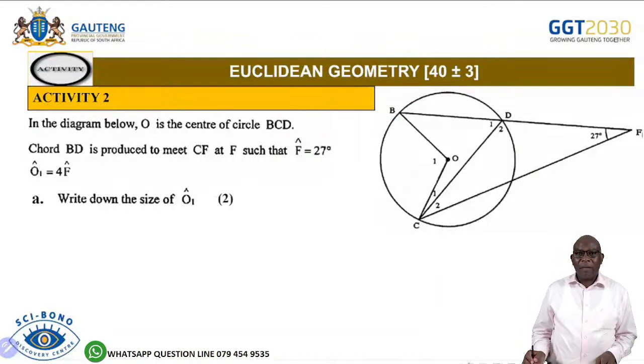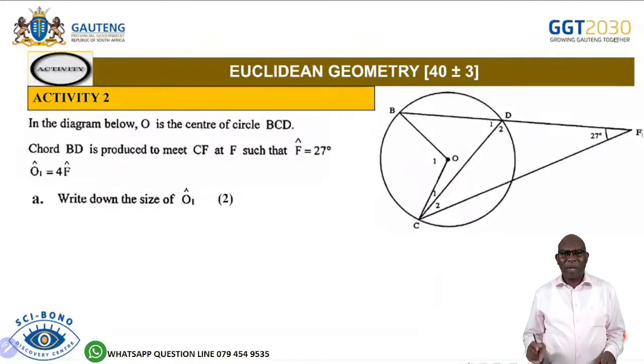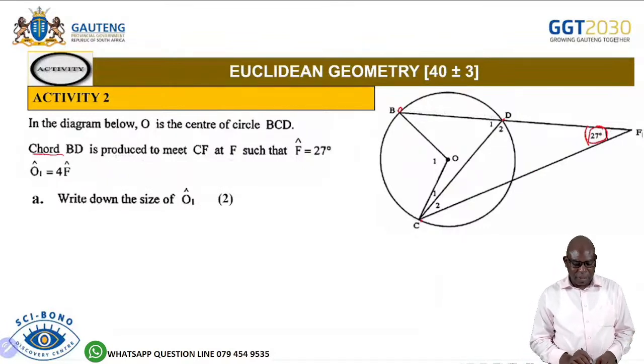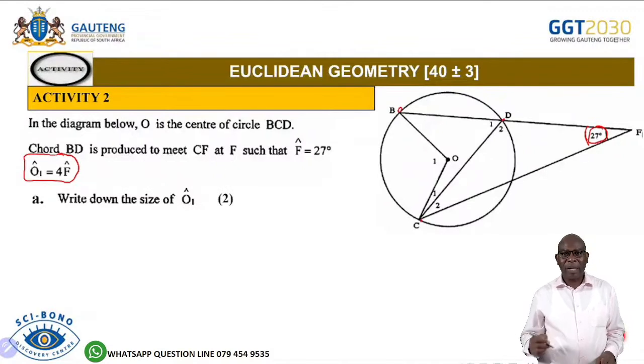Activity 2. I love these riders, because they're quite easy. Right, let's check this one. They say in the diagram, O is the center of the circle BCD, so the points B, C, D are on the circle. Chord BD is produced to meet CF at F such that F is 27 degrees. That angle is given. But there's something very interesting here. They say O1 is 4 times angle F, which is given. And they say write down the numerical value of O1.